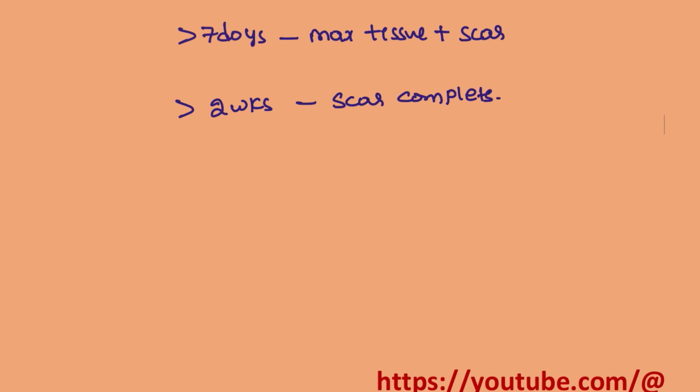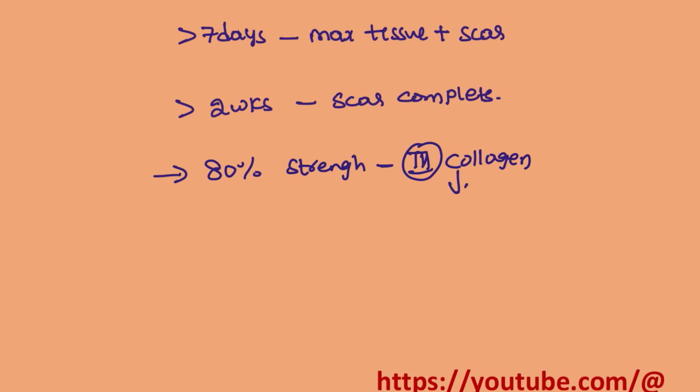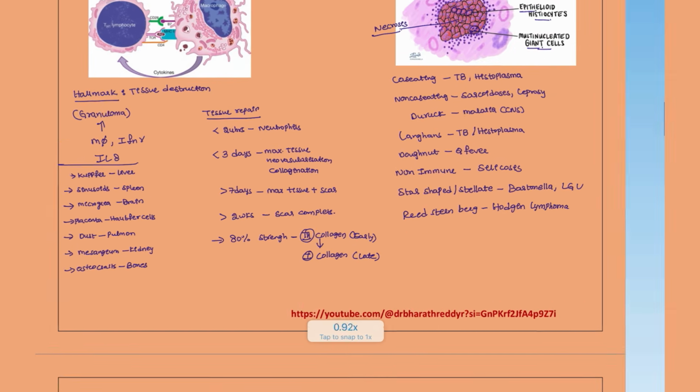More than 2 weeks or 1 month, but how much strength will be seen? Only 80% strength will be seen. And first, it is going to be the type 3 collagen. It will be replaced with the type 1 collagen later. So this is the early collagen in the wound I'm talking about, and this is the late type of collagen that we have.